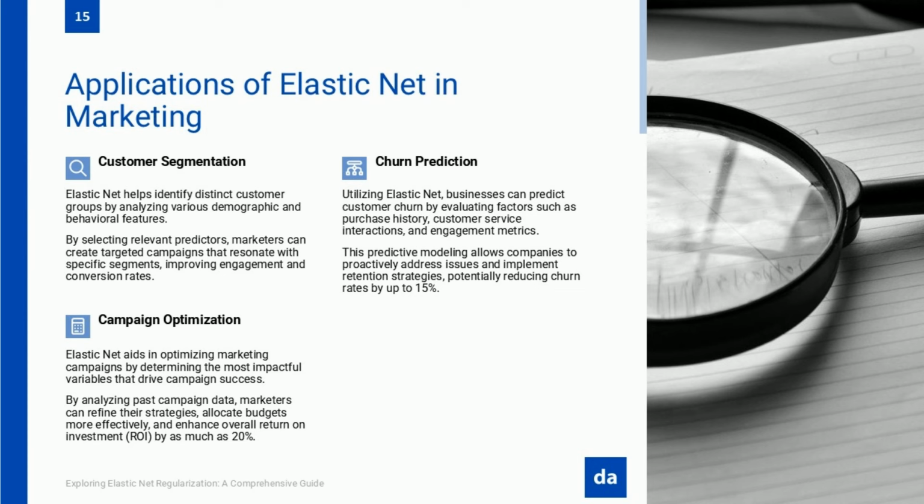Another major use case is churn prediction. Companies don't just want to attract customers, they want to keep them. Elastic Net helps predict who is likely to leave by analyzing factors like engagement levels, purchase frequency, and customer service interactions. By selecting only the most important predictors, companies can pinpoint at-risk customers and take action before they leave.